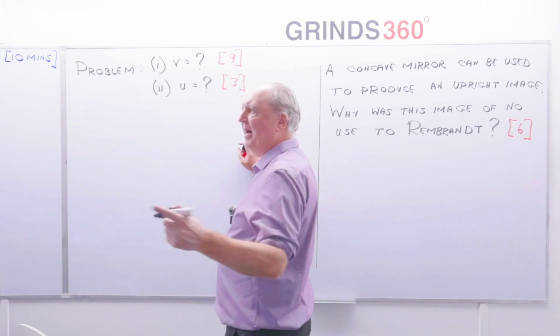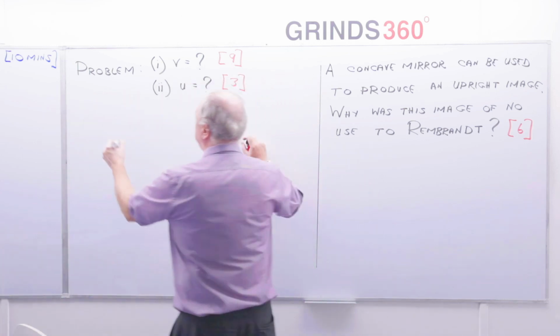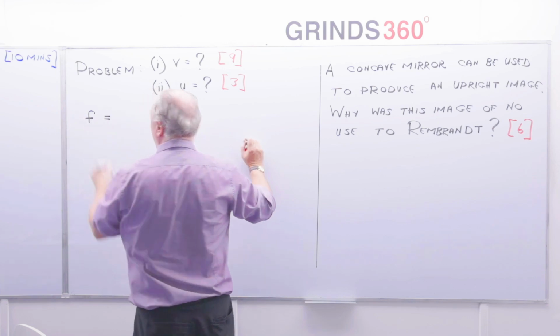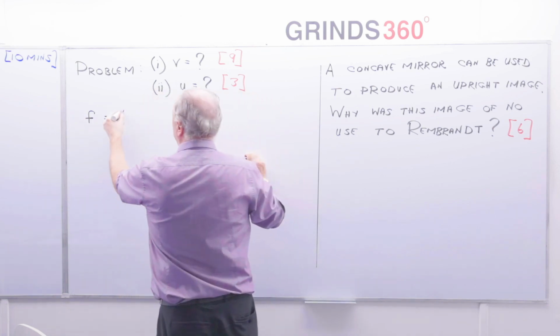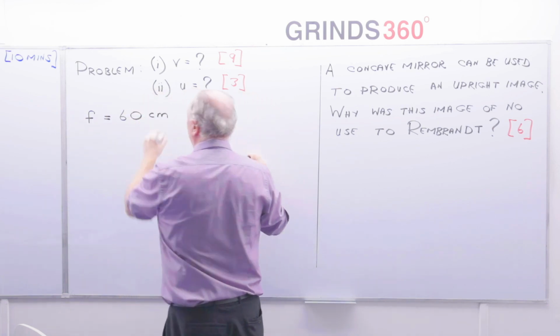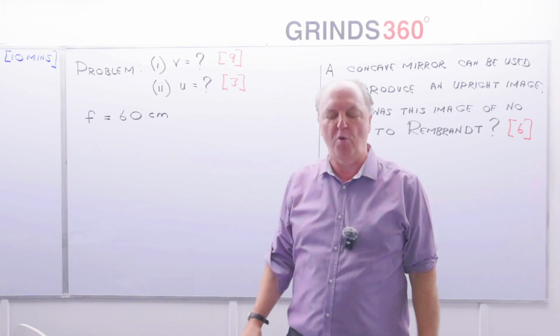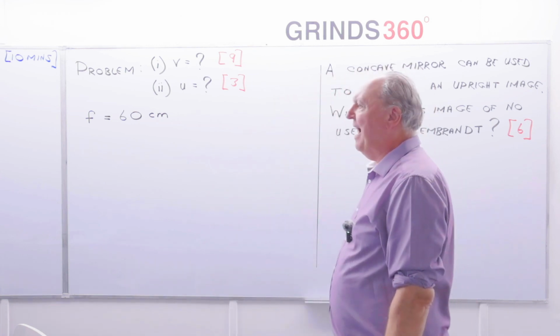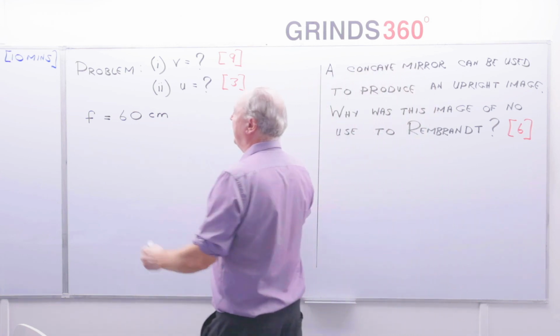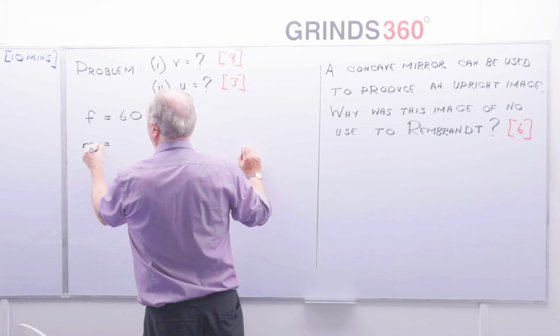Well, we're talking about the focal length is 60 centimeters. And of course, that's a real focus. That'll be plus 60 centimeters. So concave mirrors have real focuses. And the other thing I'm told is the magnification is a half.